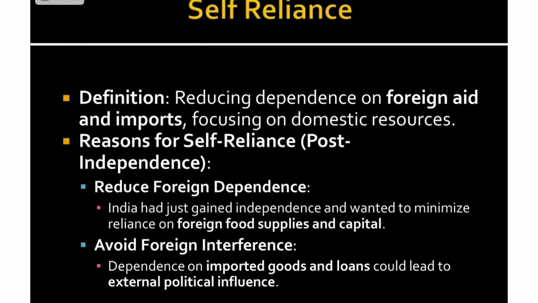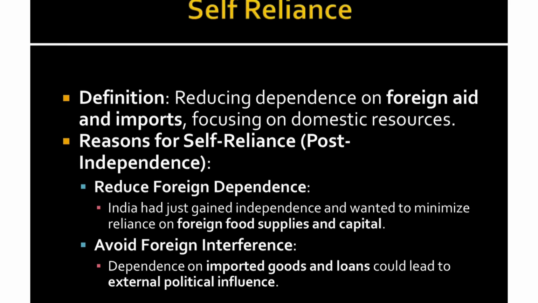Now the other point is self-reliance, reducing dependency on the foreign, post-independence. India had just attained its independence, and it of course would want to minimize its dependency on foreign food supplies and capital. And the more we are dependent on it, the more we can be manipulated. So we avoided foreign interference. The dependence on imported goods and loans could lead to external political influence.